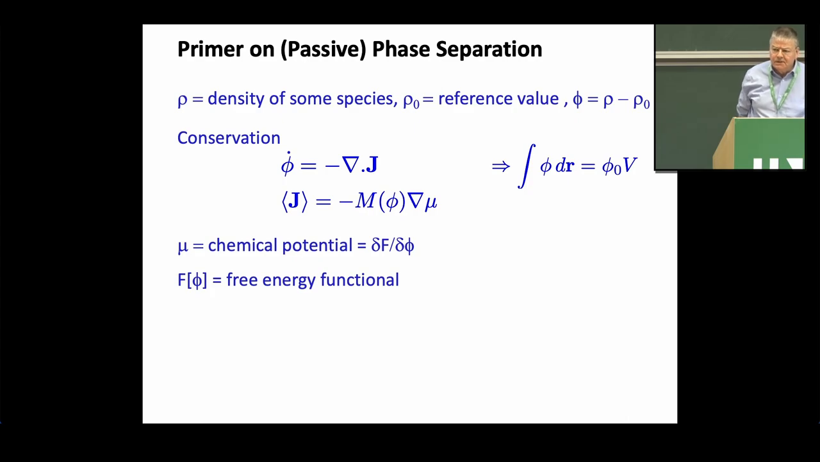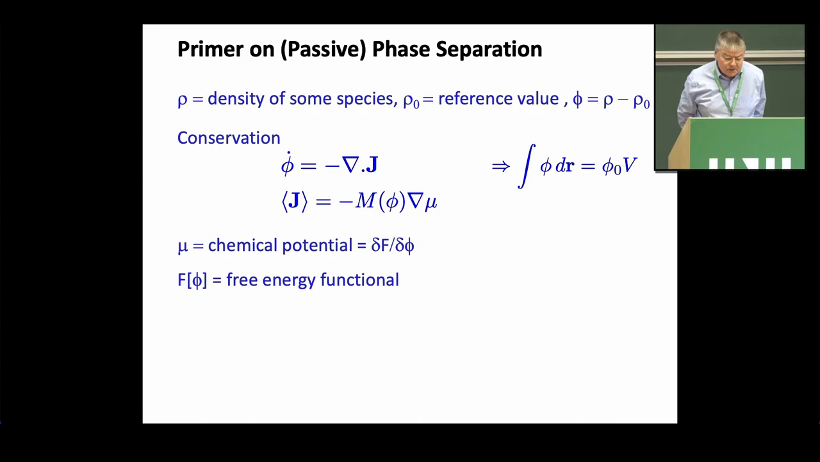And the easy thing, which is familiar to hopefully almost everybody, is the average current is some mobility, which we call m of phi, times minus the gradient of the chemical potential. So these particles have some interactions. They have a temperature, they have interactions, therefore they have a free energy. The chemical potential is basically the functional derivative dF by d phi. It's telling you what happens to the free energy when I move stuff around. So the average current is obeying this deterministic equation.